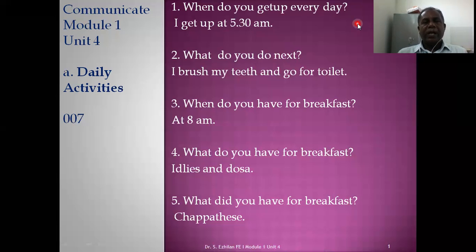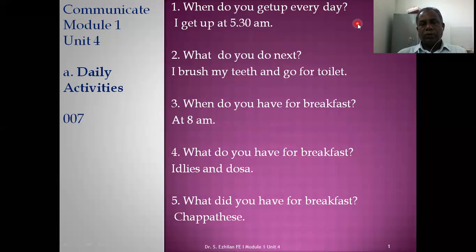Next question: what do you do next? After getting up from your bed, they are asking, what do you do next? I brush my teeth and go to the toilet. If they ask, then you respond, I brush my teeth and go to the restroom, go to the toilet, go to the bathroom. You can make a change.